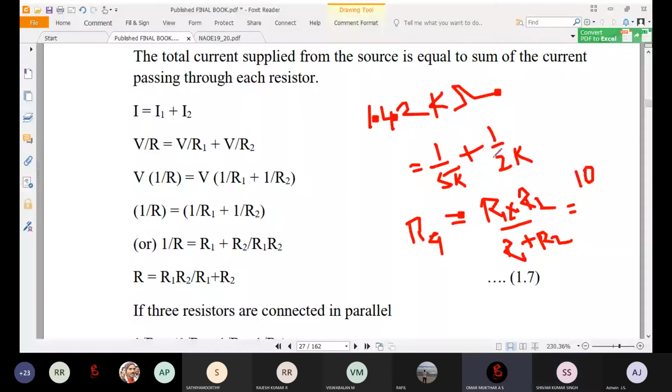Sir, how do we write milliamp? Previously, should we write a small m, sir? To represent milliamp, yeah, m A. Okay, sir.